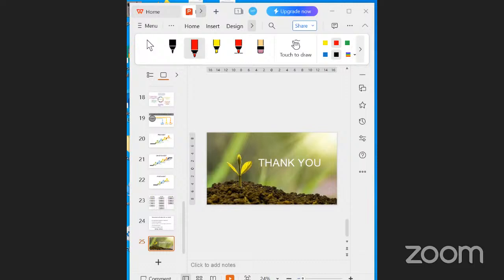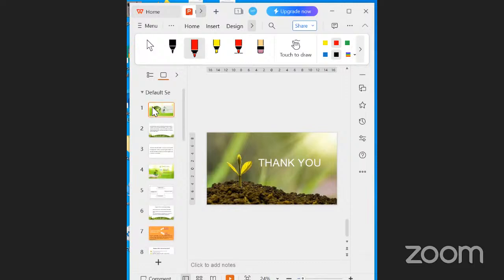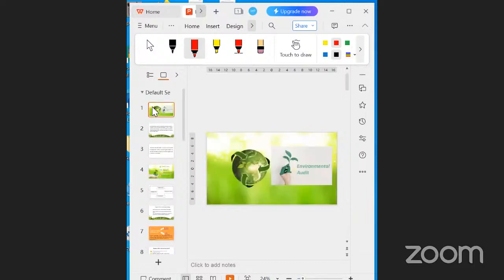Good afternoon to everyone. So now today's topic is environmental audit. This is an important topic in your examination. Now you see what an environmental audit is, and why it is important in some of the activities or industrial activities. So now you see here.